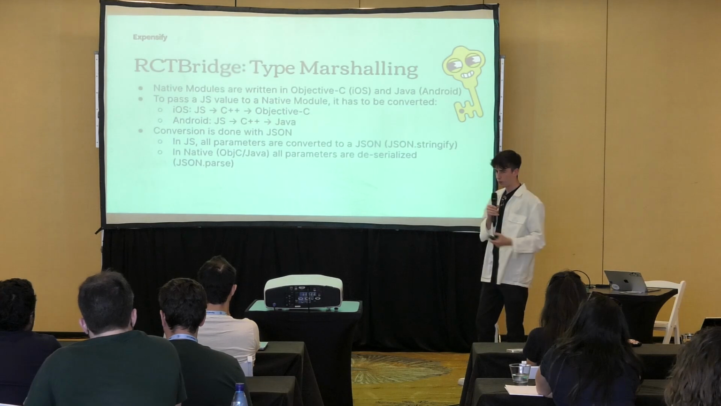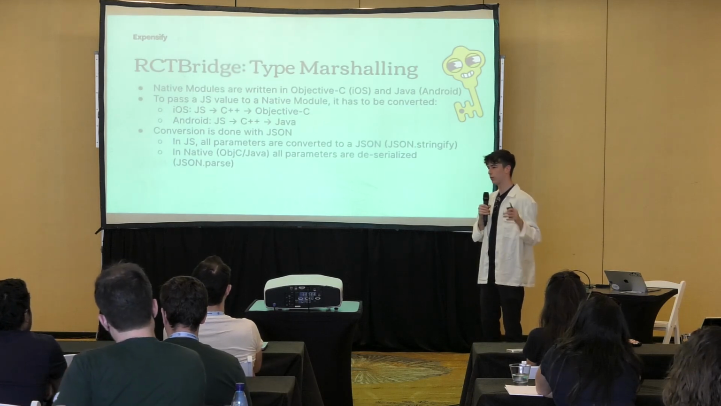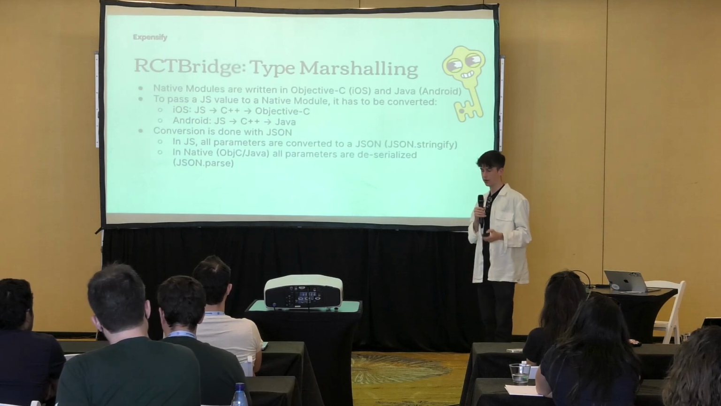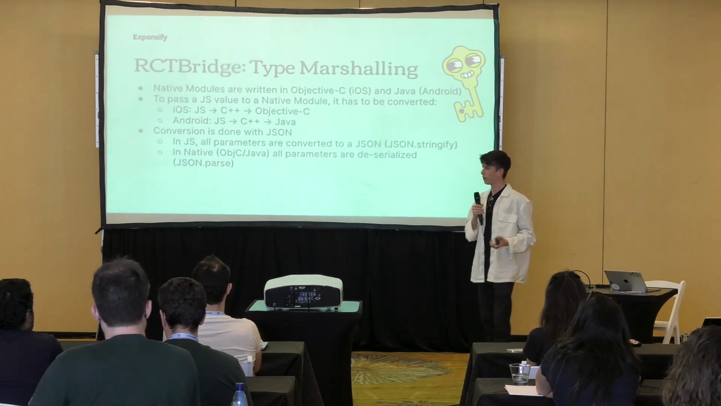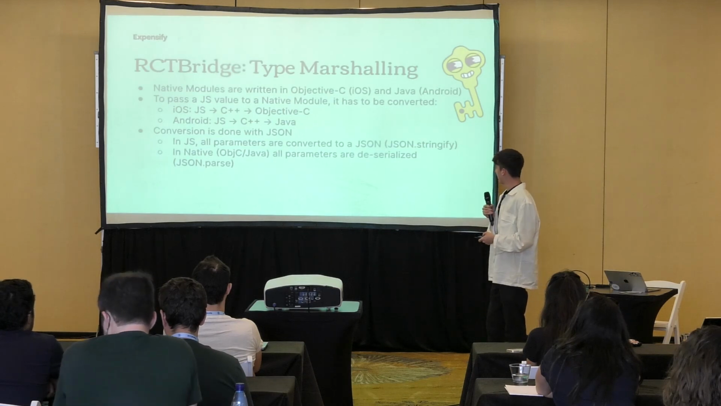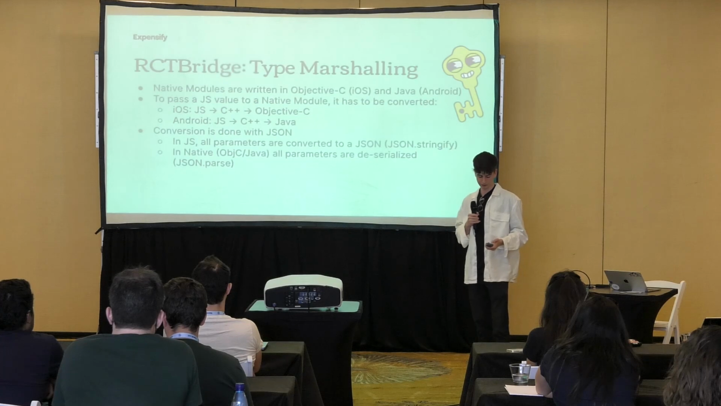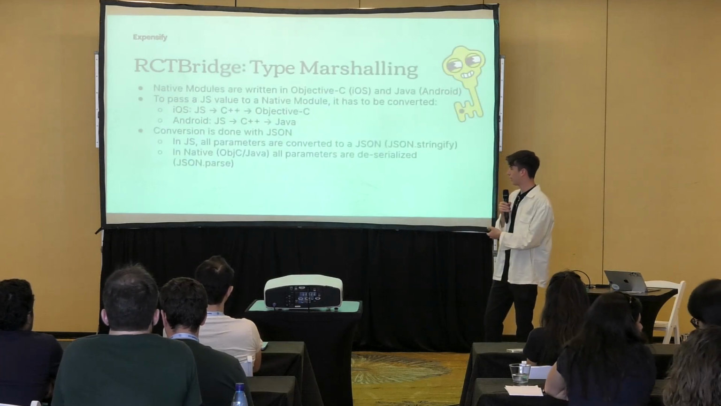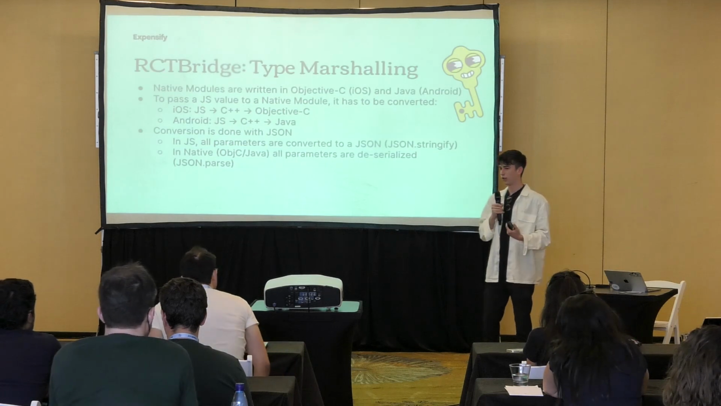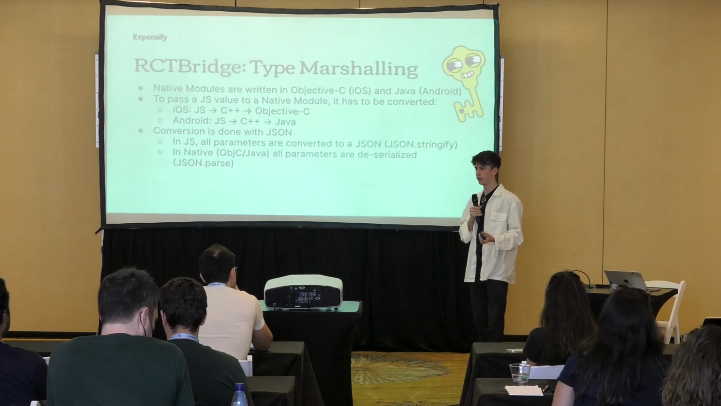Right, so for the bridge, we use JSON. So all values that you pass in from JavaScript to native are actually just JSON stringified, which itself is really fast. JSON is really, really fast. And on the native side, we deserialize all of the values then. And this also implies that there's a limitation here, so that you can only actually pass along serializable values.